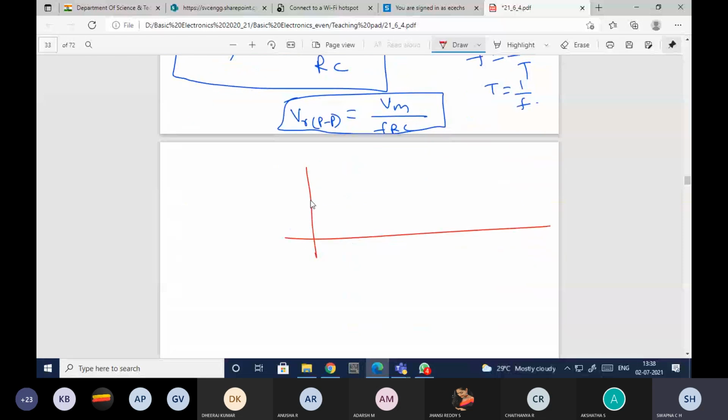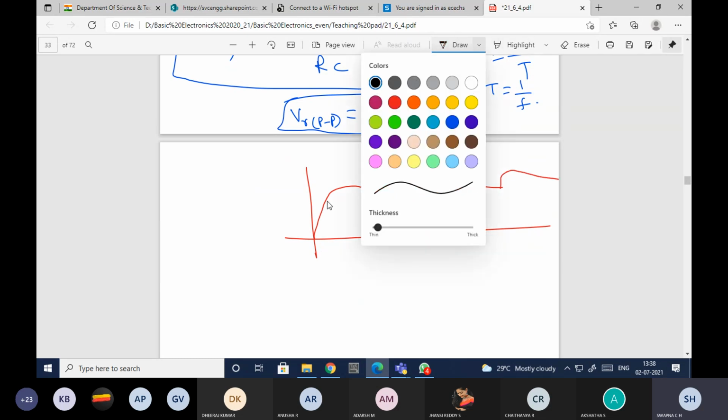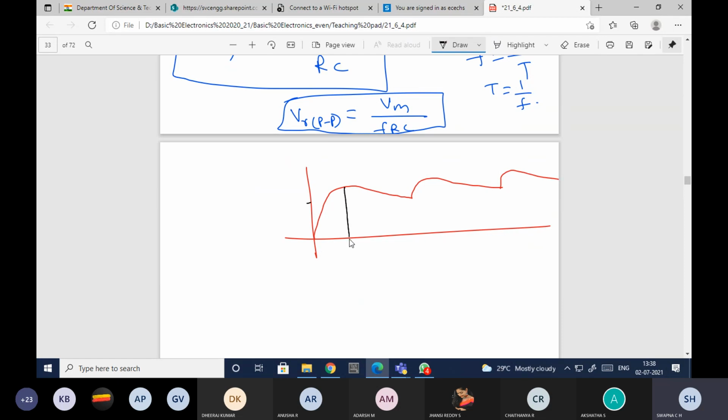Let me draw the diagram once again. Something like this it is, right? From here to here it is VM. Only the VDC calculation I'm showing you. This is a ripple which I have. This is how I'll have the output waveform. I already calculated the VR peak to peak, which is nothing but VM by FRC.